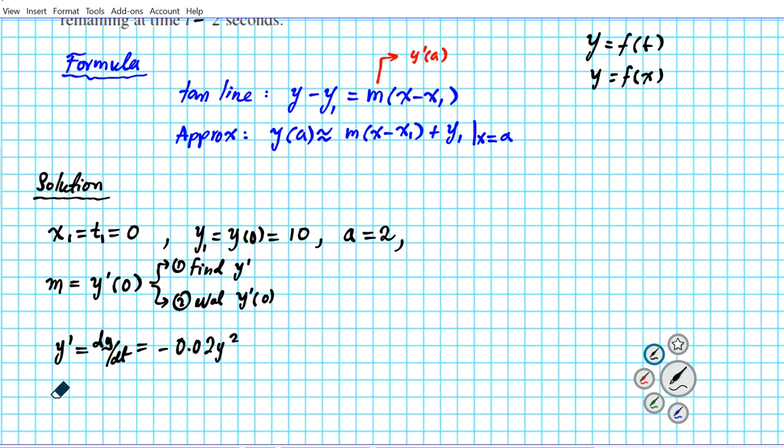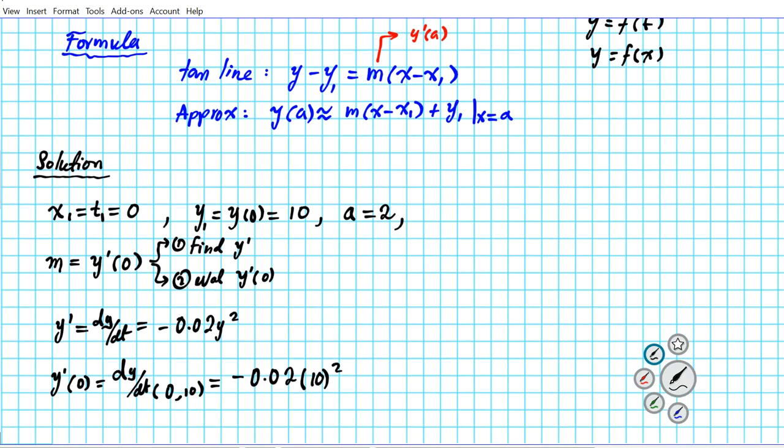Okay, so check this out. In this particular case, y prime at 0 is the same thing as dy/dt evaluated at the ordered pair (0, 10). So what am I going to plug in here? I'm going to plug in not t, but y. All right, so we'll plug in 10 squared like that, and that's how we'll calculate the slope. Okay, if we do our order of operations here, we can just simply calculate what that is.